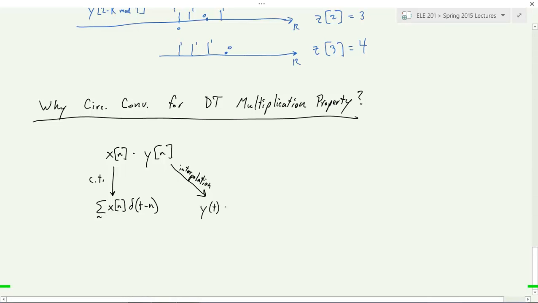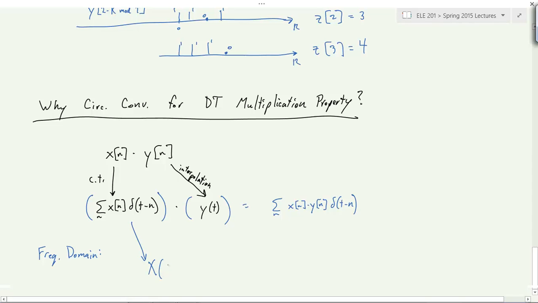We're going to end up with, when we multiply these, xn times yn times delta of t minus n. That is the continuous time version of what we want, the multiplication. So this is sort of the right thing we should be thinking about. Okay, so that means in the frequency domain, this is just what we expect.